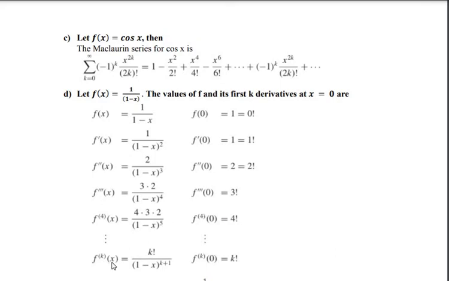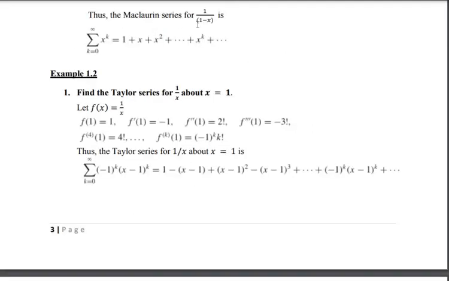The kth derivative of f at x is equal to k factorial divided by (1 minus x) the whole raised to k plus 1. Therefore, the kth derivative of f at x equal to 0 will be equal to k factorial. Thus, the Maclaurin series for 1 by 1 minus x is sigma k equal to 0 to infinity x raised to k, equal to 1 plus x plus x square plus etc. plus x raised to k plus etc.